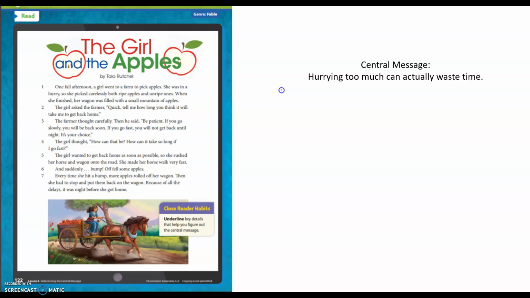Tomorrow we're going to really dig into this story and identify some of those key details that helped us identify this central message. But today you're going to be looking for just one key detail in your discussion post.